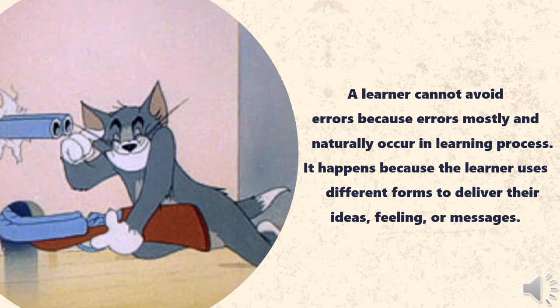We as learners cannot avoid errors because errors mostly and naturally occur in the learning process. It happens because we use different forms to deliver our ideas, feelings, or messages. Learning a language is the same as learning its structure. Groups of words have little or no meaning if they are not ordered in a way recognizable to the listener or reader. If you know all the rules in all grammar books around the world but couldn't use them, you wouldn't have learned what you need in order to become a fluent speaker. All languages have their structure.